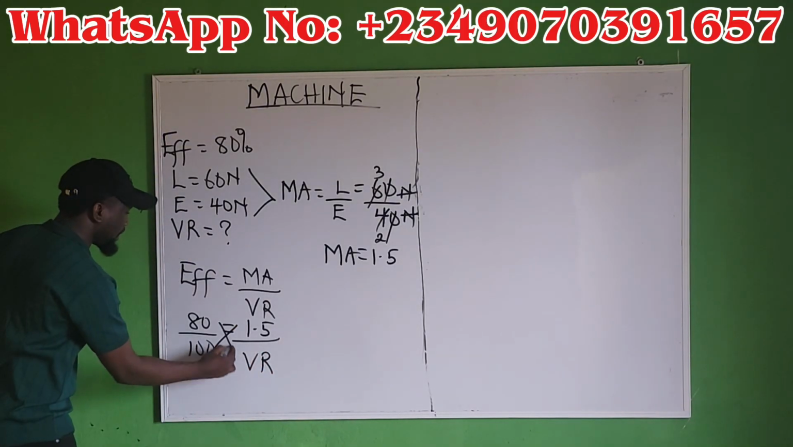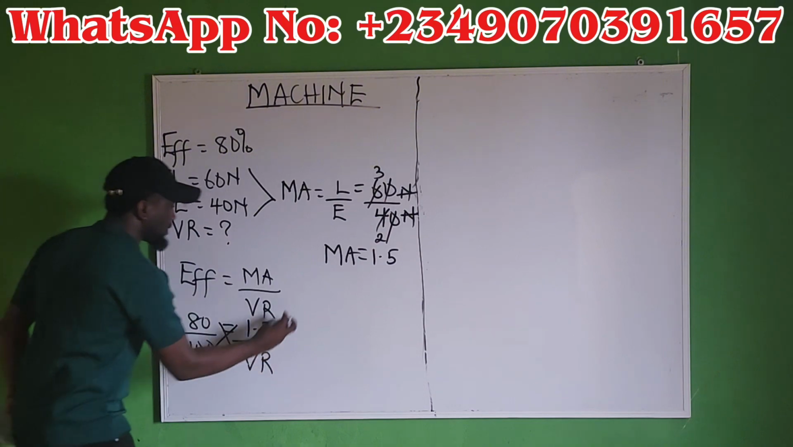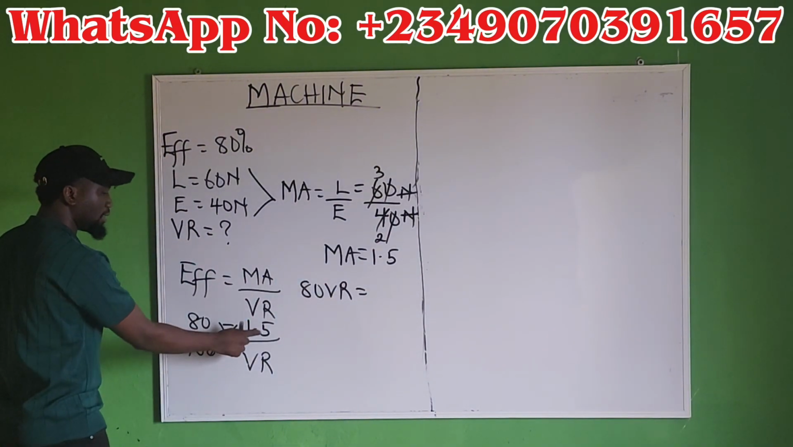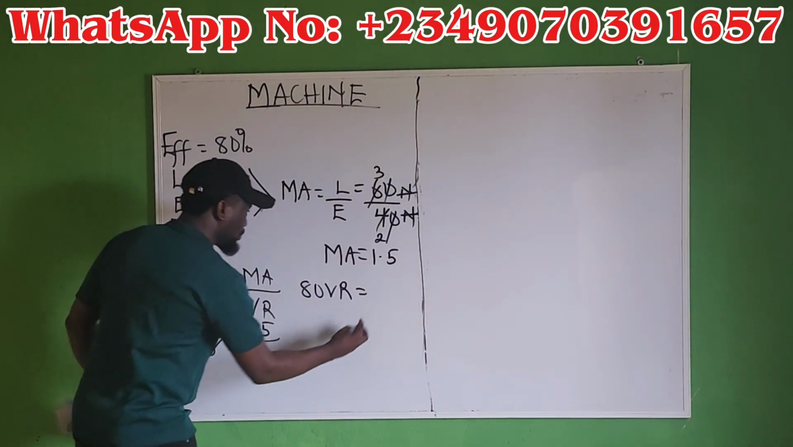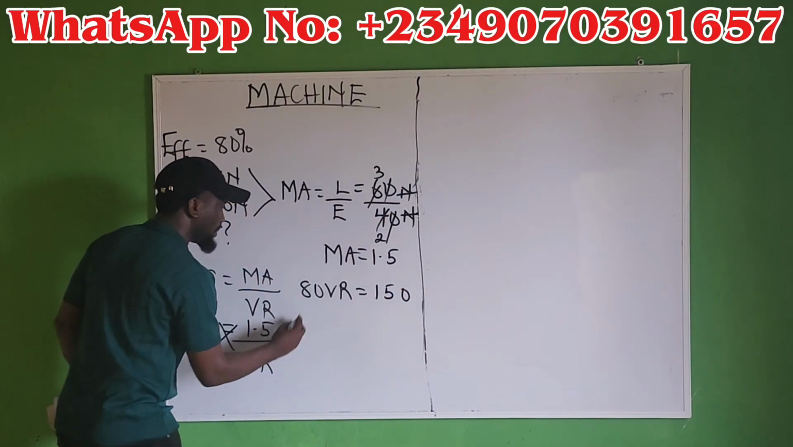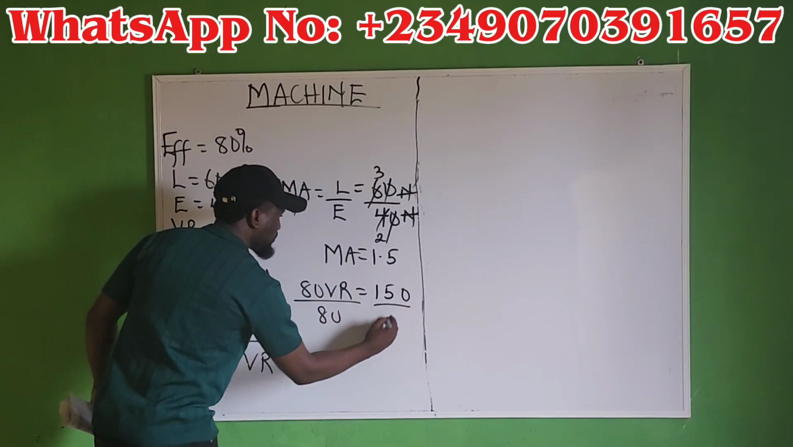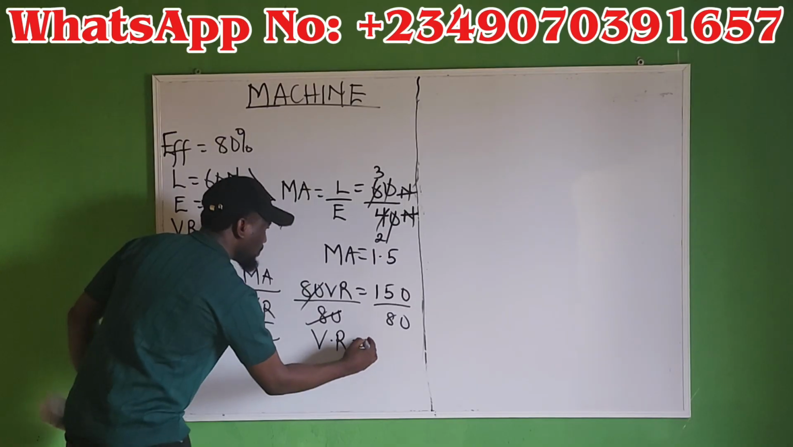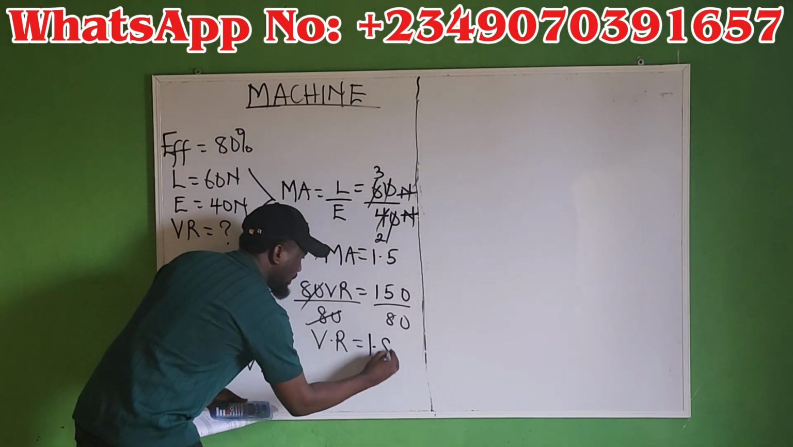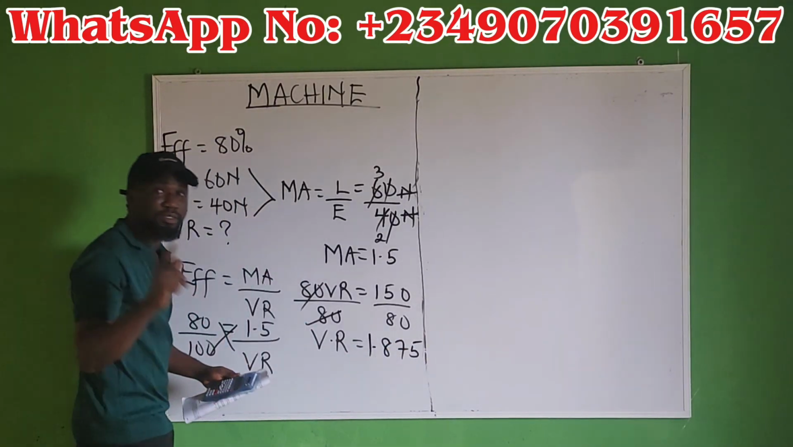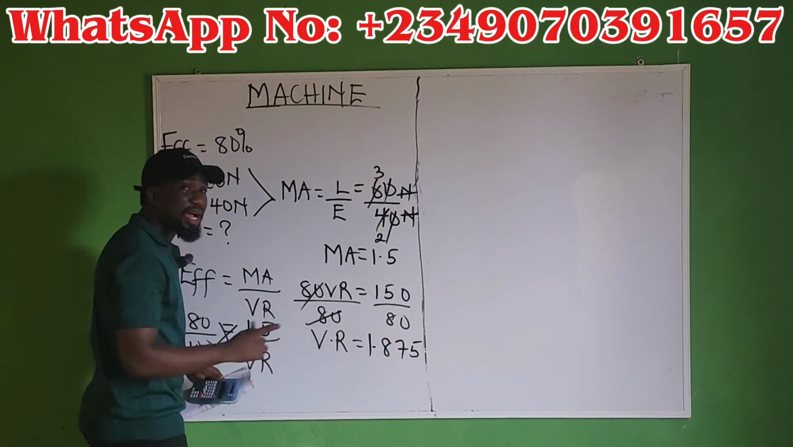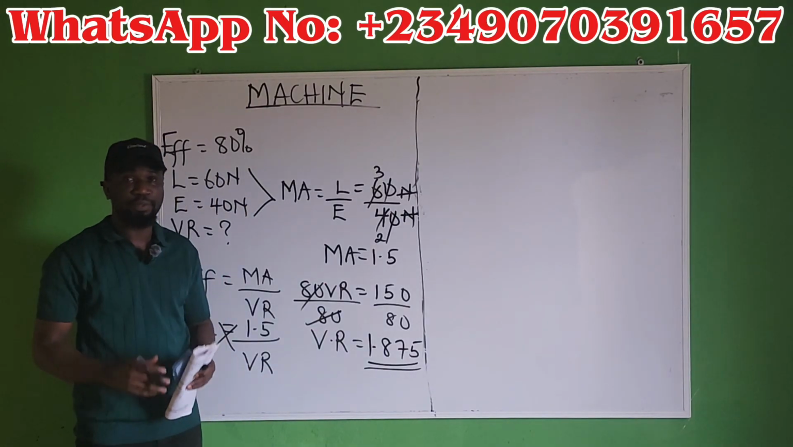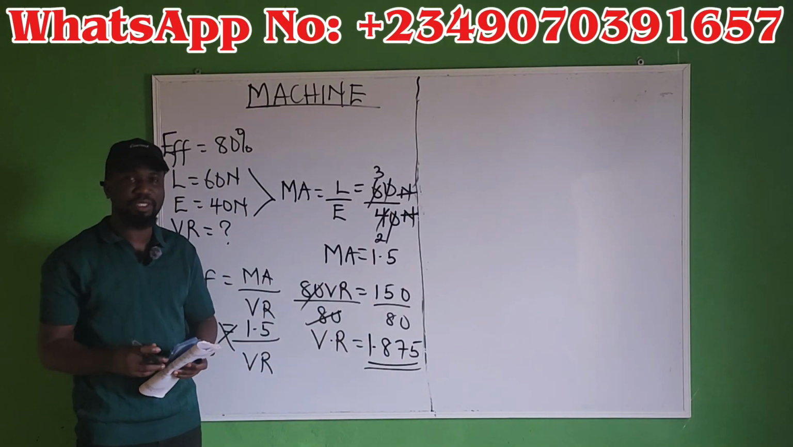If we cross multiply, this will give us 80 times VR, that is 80 VR, equal to 100 times 1.5, that will give us 150. So divide both sides by 80. So VR will give us 1.875. And please remember that velocity ratio has no unit. So this is the answer. Please, do you understand? All right, so let's move to the next question.